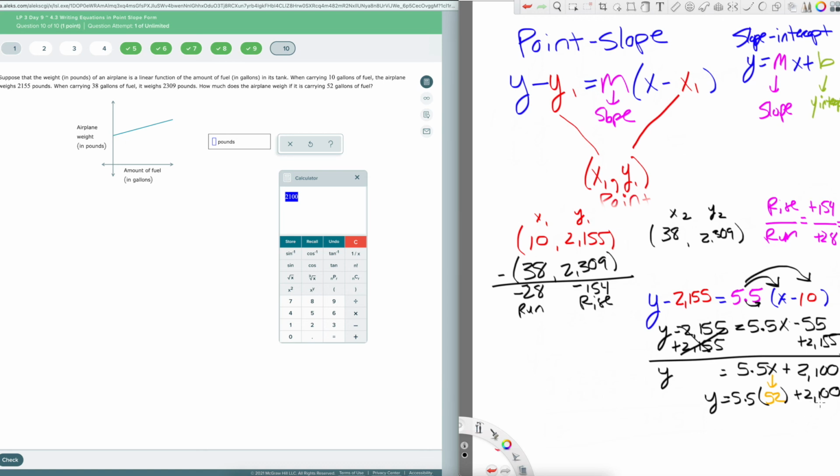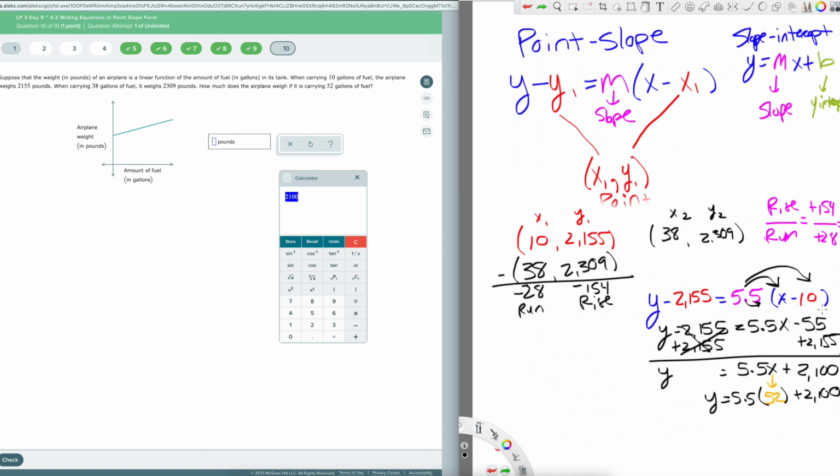And I also know my change is 5.5 pounds per gallon. That's what the slope means. For every gallon I add, it goes up another 5.5 pounds. So I can grab a little bit more information here if I wanted to know what it started with from this equation. From point-slope, I can grab it from a specific point, but not necessarily the y-intercept.